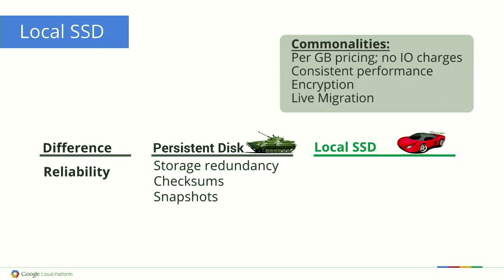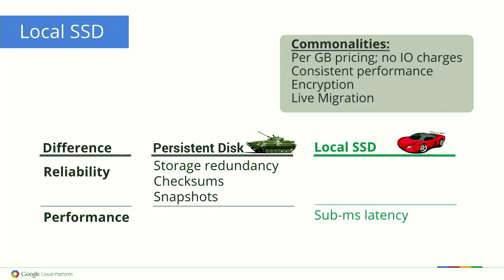The difference is that in terms of reliability, local SSD has nothing to offer. The storage redundancy, checksums, and snapshots that persistent disk offers are not available. You have to do all of that yourself. But what you get instead is sub-millisecond latency. So local SSD is like having disks attached to your machine. And it's very, very fast.